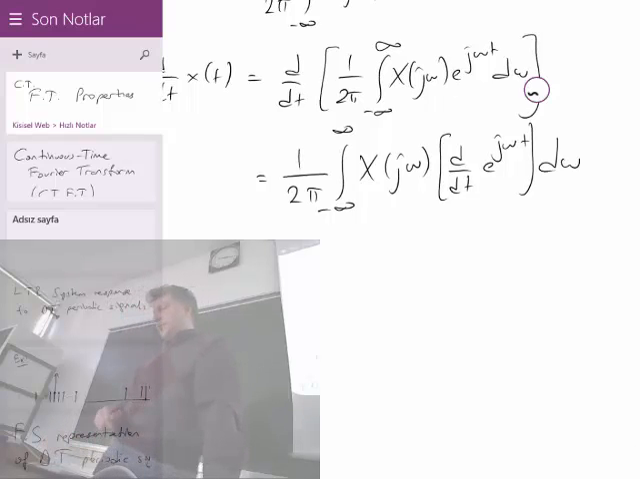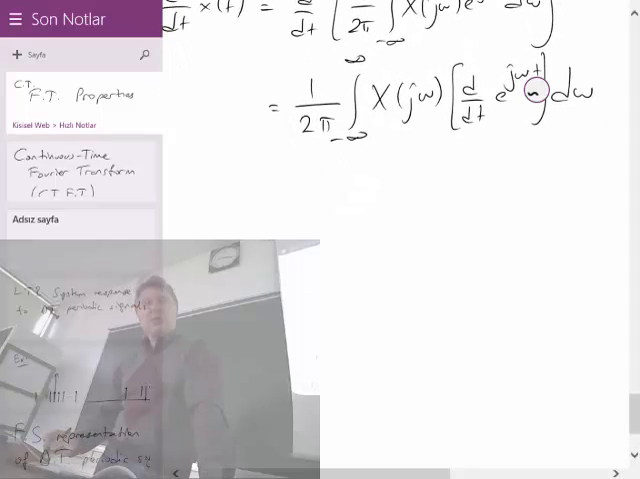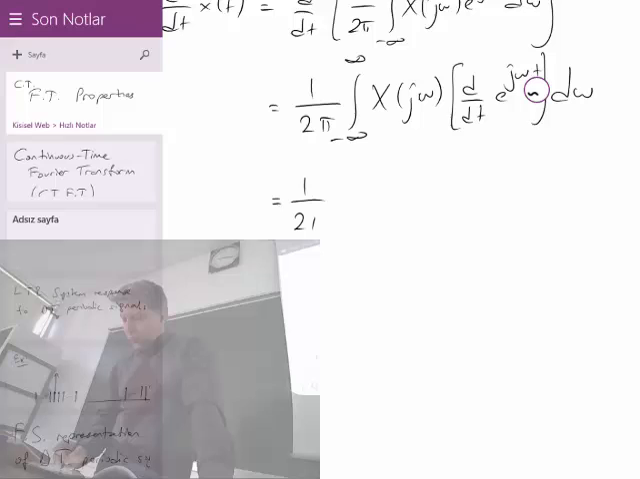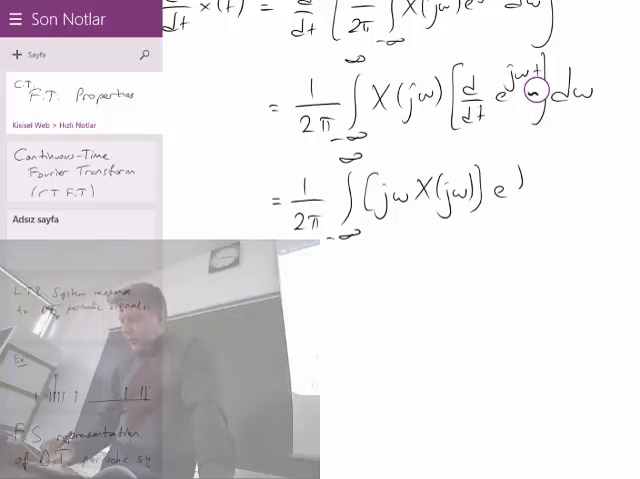So the derivative that will be applied will be performing upon e to the j omega t. And what is the derivative of e to the j omega t? What is the time derivative of e to the j omega t? j omega times e to the j omega t. So that j omega, let's push here, 1 over 2 pi, j omega x of j omega, let's write, and then e to the j omega t d omega.